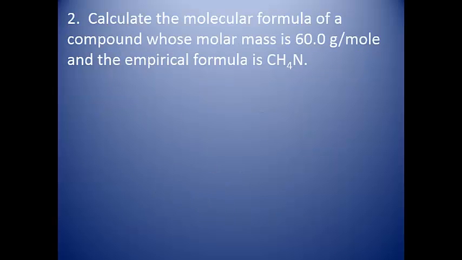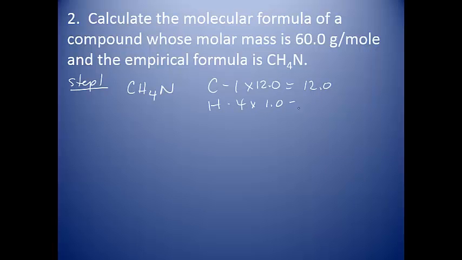Alright, let's try a new one. We have to calculate the molecular formula. We know that the molar mass of our compound is 60.0 grams per mole, and we know the empirical formula, CH4N, and we want to find out what our molecular formula is. So step number one, we need to know what our empirical formula mass is. So the mass of CH4N, we have 1 carbon, and that is 12.0 for every 1 carbon. Hydrogen, we have 4 of them. Each one has a mass of 1.0. And then we have nitrogen, and if we look at that one on our periodic table, 14.0. Alright, so our total empirical formula mass is 30 grams per mole.